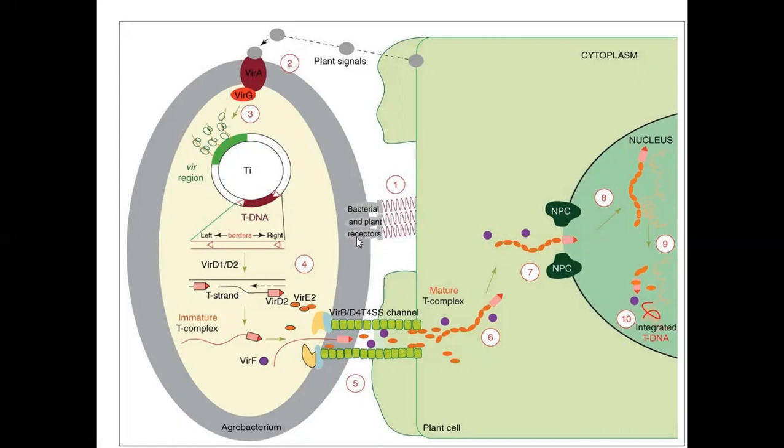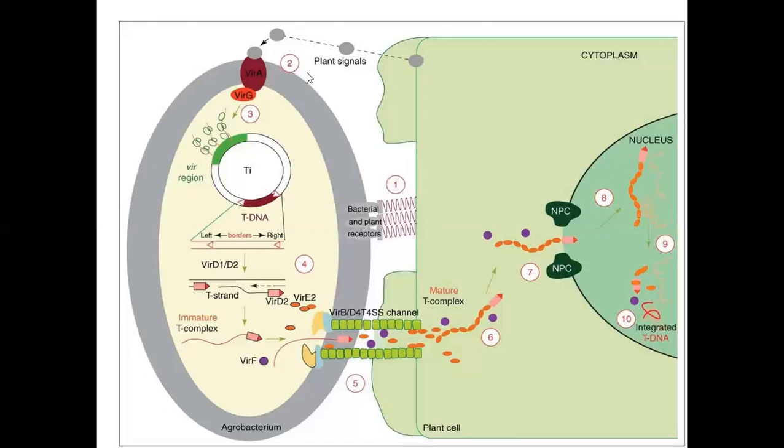Bacterial and plant cell receptors. The signals are passed from the Agrobacterium to the target plant cell. The target plant cell receives signals from the Agrobacterium, and at the same time the plant cell also passes signals to the Agrobacterium. It is the second point.